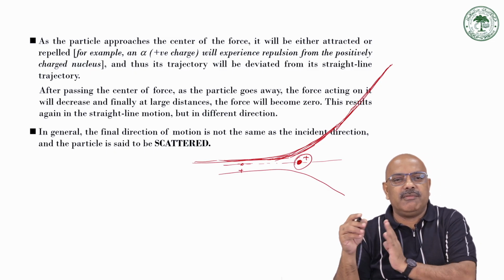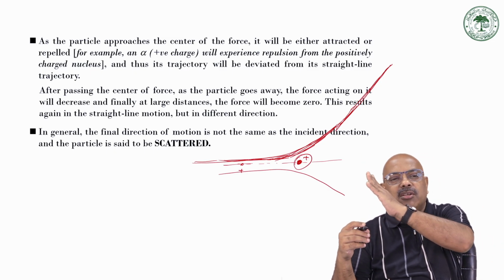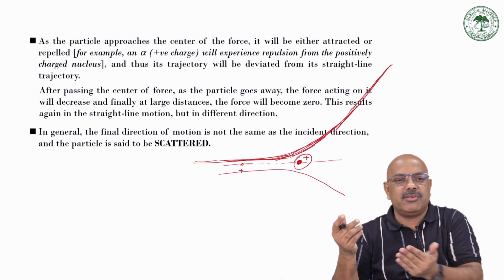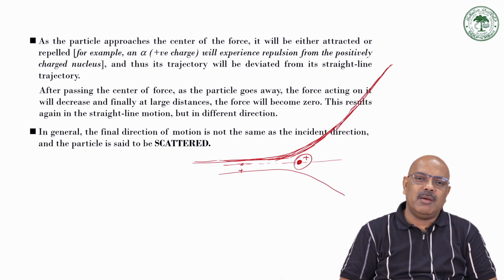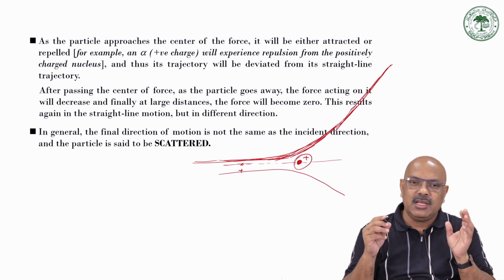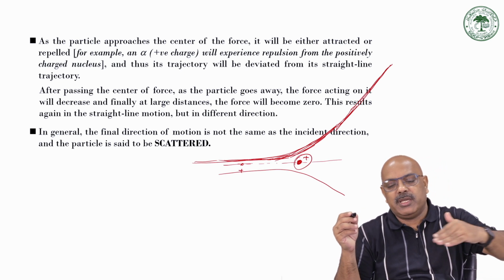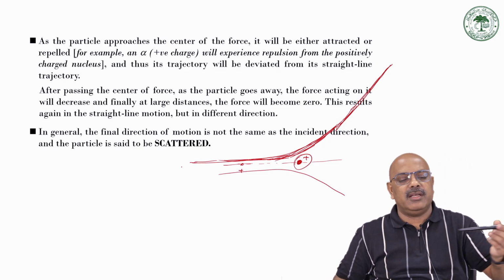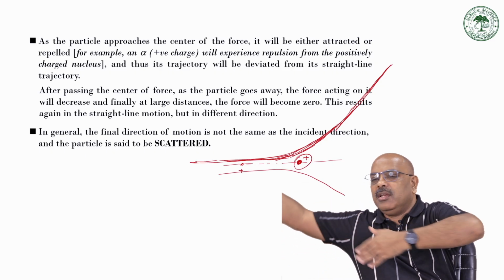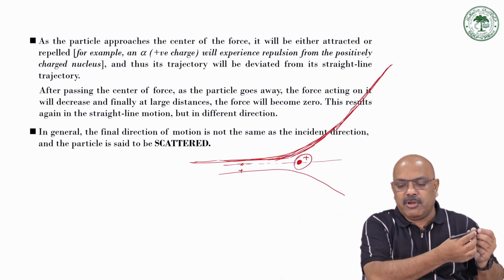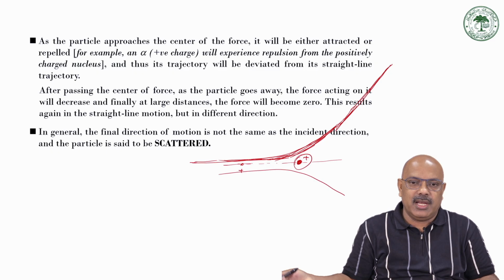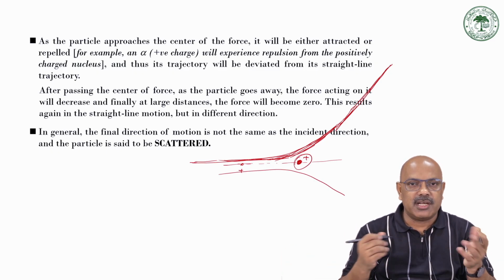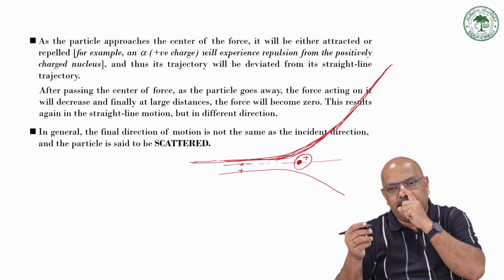After passing the center of force, as the particle goes away, the force acting on it decreases, and at large distance it finally becomes 0. This results again in straight line motion, but in a different direction. In general, the final direction of motion is not the same as the incident direction, because once it is deflected, it will go somewhere else. Such a phenomenon is said to be the scattering of the particle from the scattering center of the force.